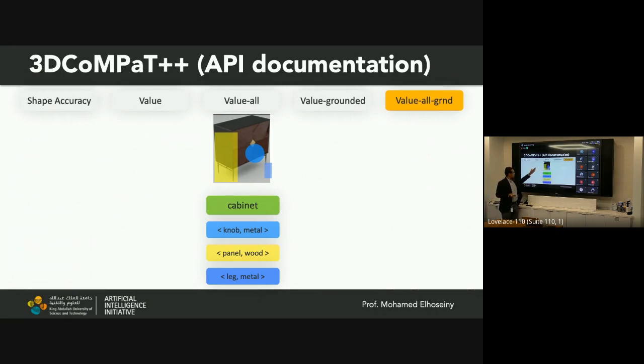So value, for example, is the list of part material pairs that have been predicted correctly in the current shape, and then you apply basically the ratio of that. Value all means that you get only a binary score. If you predict all the part material pairs in the current shape correctly, then you get one, otherwise you get 0. Value ground means that you predict the part material pairs correctly, and also it is grounded, meaning IoU is grounded with overlap more than 0.5, and so on.